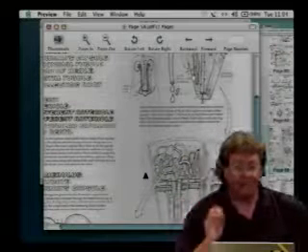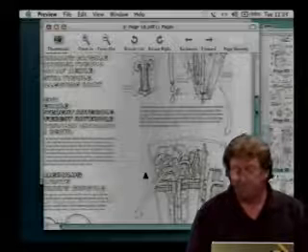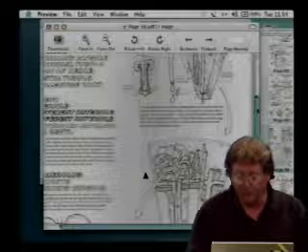What do the kidneys do? They filter. Well, they also produce erythropoietin, but they filter.